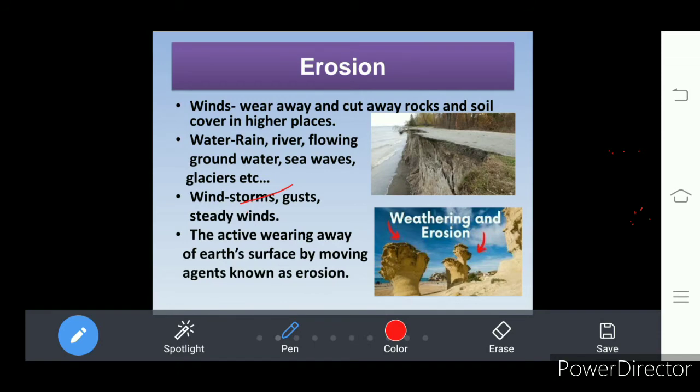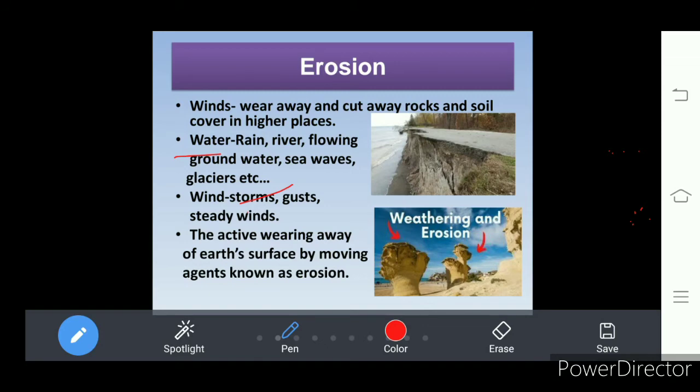So wind in the sense of air. When air blows very fast, it is a storm. More than very fast, it is called a gust, and slow, it is a steady wind. Water, in the form of rain, rainwater, river water and groundwater. Sea waves also mean water.